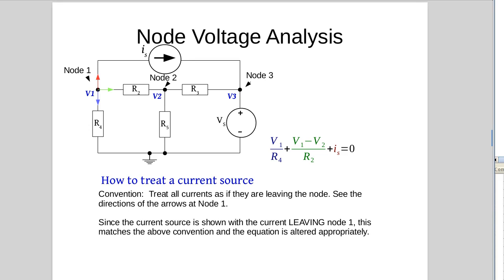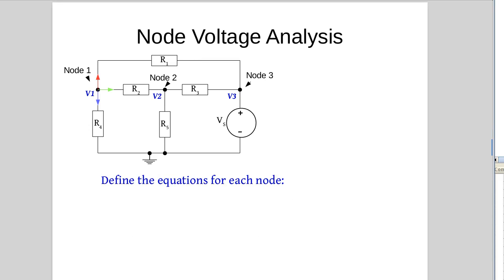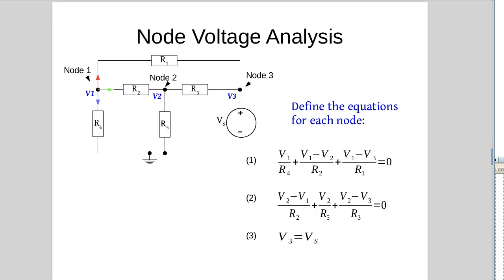Okay, back to our original circuit. So let's do a Kirchhoff's current law for each node. So node 1 is the top equation we've already looked at. Node 2, V2 minus V1 over R2, V2 over R5, V2 minus V3 over R3.